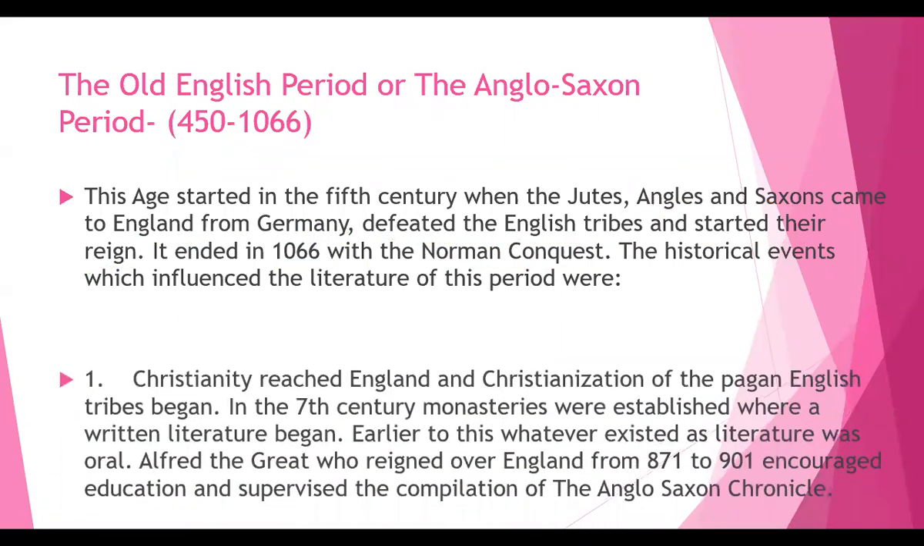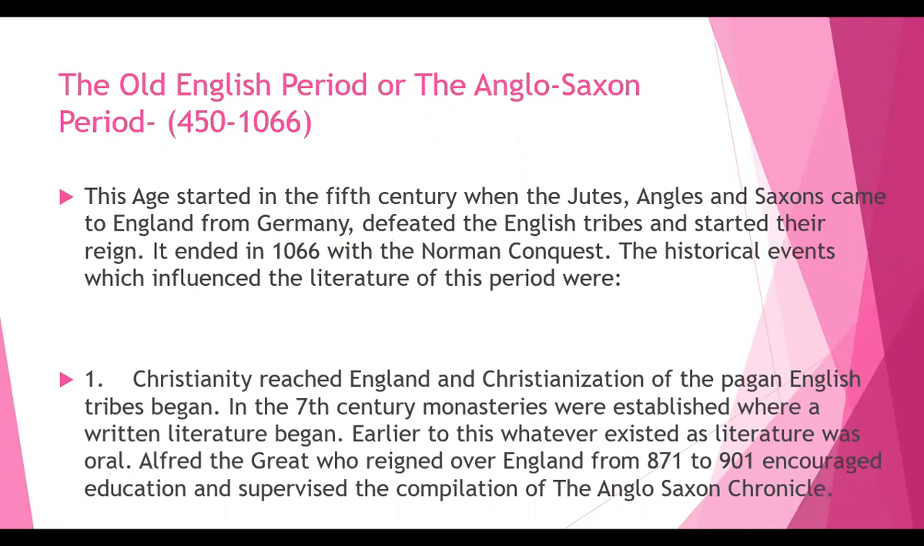So Christianity reached England. Why? Because the Normans conquered the kingdom, isn't it? So what happened? Christianity reached England and Christianization of the pagan English tribes began. So their rule started over there.